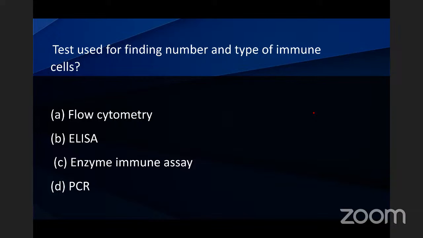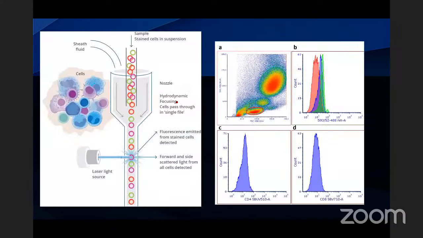Which is the test which can be used for finding the number and type of immune cells? Okay, so always remember, the test that can be used for finding the number and type of immune cells is flow cytometry. What does this mean? It means that whenever the cells are going in one flow, in a single flow, that's very, very important. It goes in a single flow, single line.